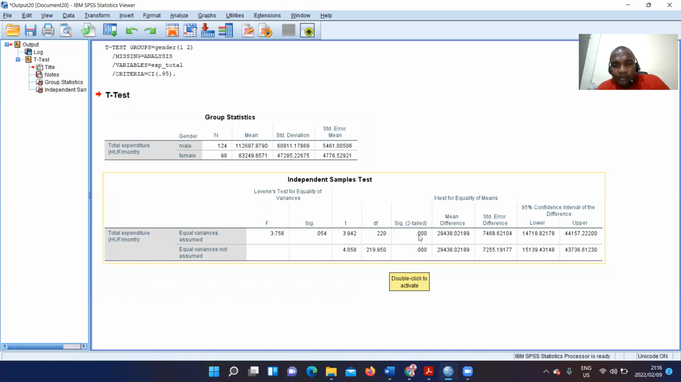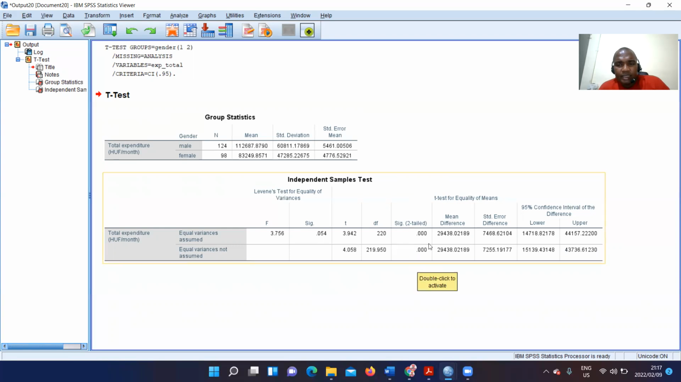We want to check. If you look at the T value, the first T value is 3.942 with 220 degrees of freedom. And then the significance probability is 0, meaning to say we reject that null hypothesis of equality of means.